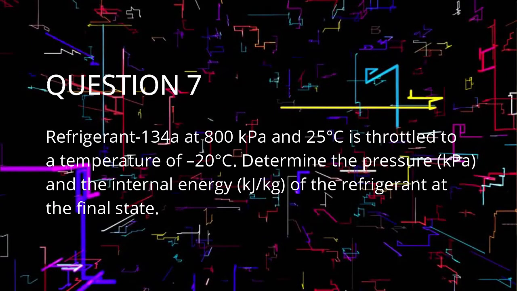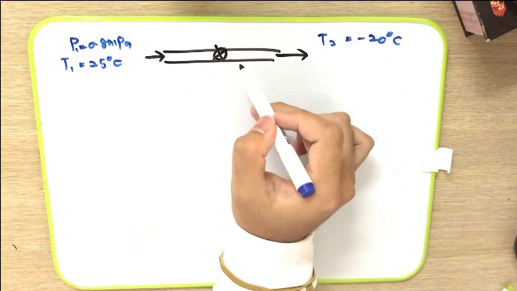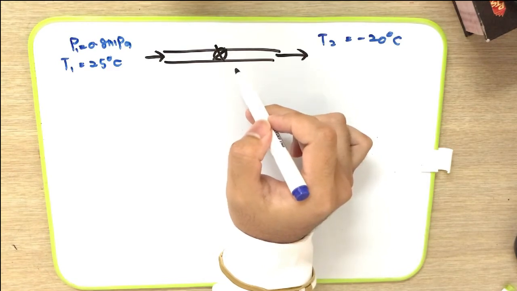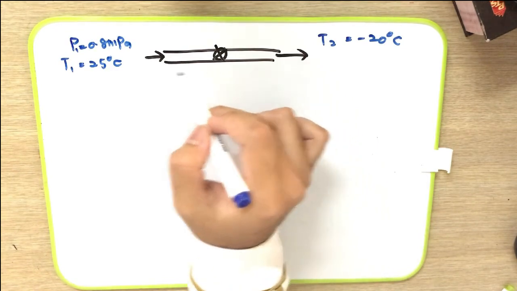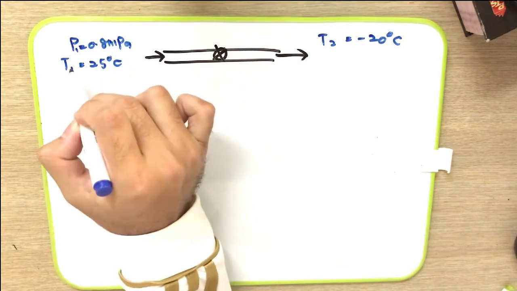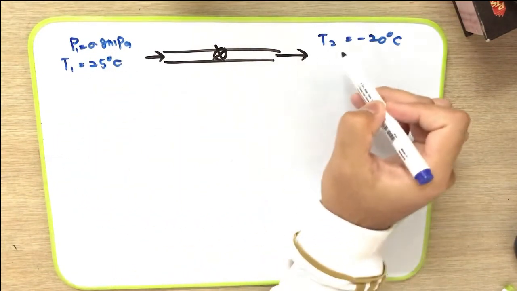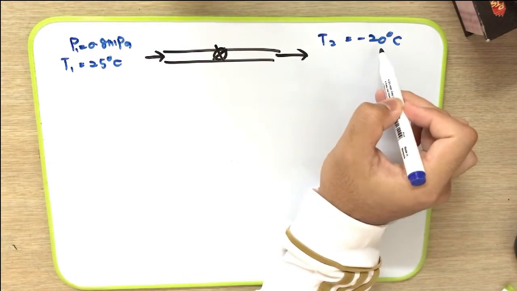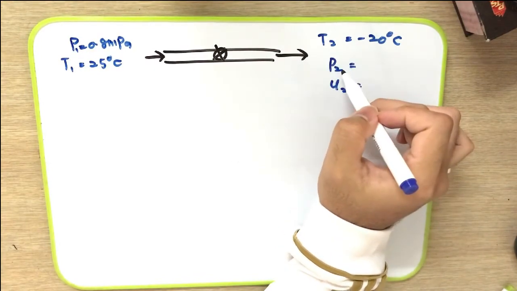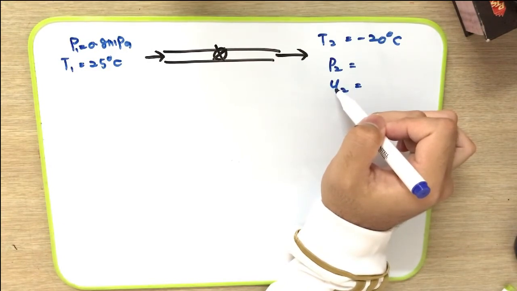Question number 7. Refrigerant 134a at 800 kilopascal and 25 degrees C is throttled to a temperature of negative 20 degrees C. Determine the pressure in kilopascal and the internal energy in kilojoule per kg of the refrigerant at the final state. In this question, we have a throttling valve which will throttle refrigerant at pressure 0.8 megapascal and temperature 25 degrees C into temperature negative 20 degrees C. Then we need to find the pressure and also the internal energy at the outlet.